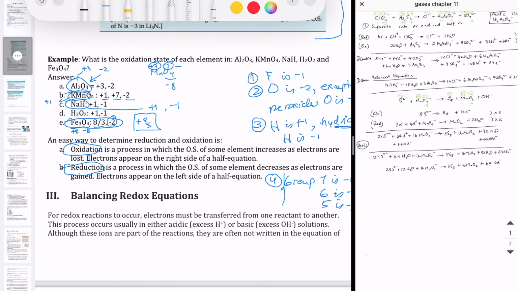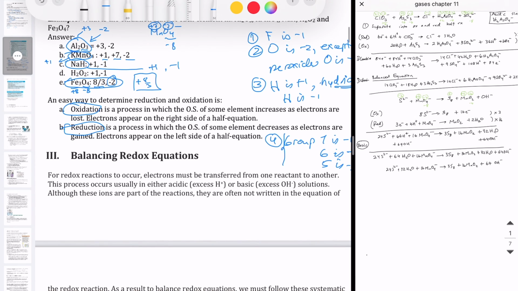Reduction is then the opposite. If an element is reduced, that means its oxidation state is going to decrease, right? It's going to go less positive or more negative, okay? And so the key for determining whether something is oxidized or reduced is always to assign all the oxidation states first, and then afterwards see what kind of change occurs for specific elements.